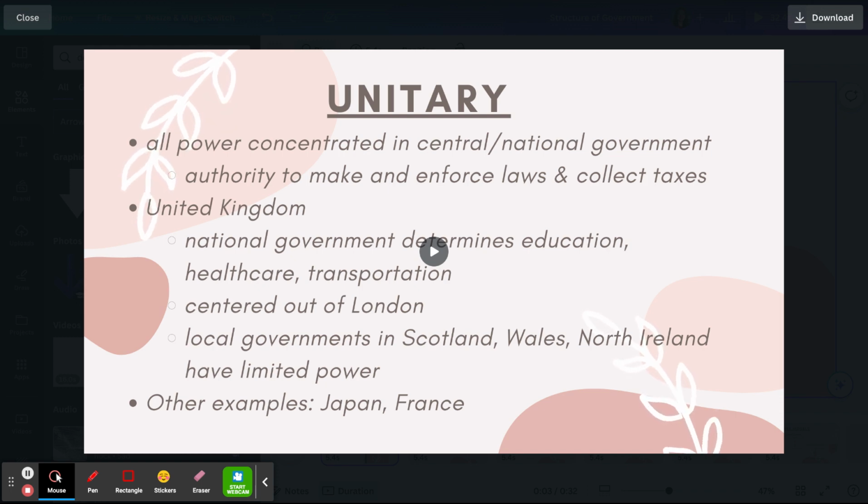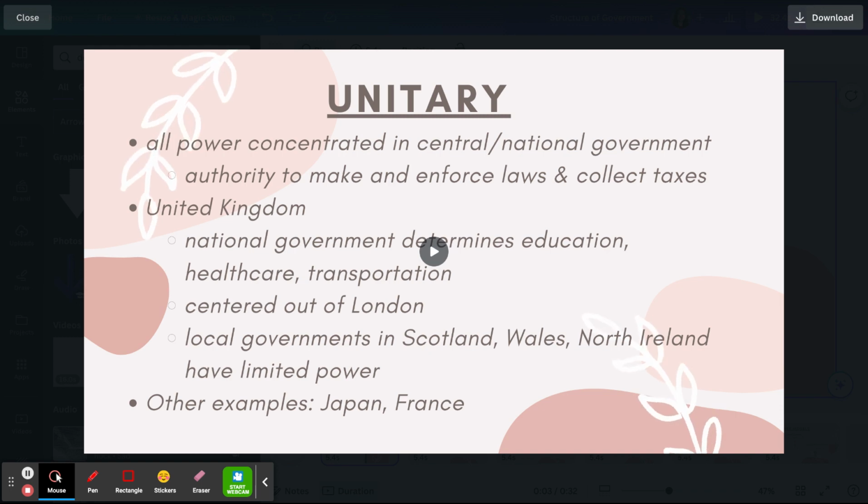The United Kingdom is one of the most famous examples of a unitary government. In the United Kingdom, the national government determines the education system throughout all of the country, the healthcare system, and transportation. It is centered in London. However, the local governments in areas like Scotland, Wales, and Northern Ireland have limited power.